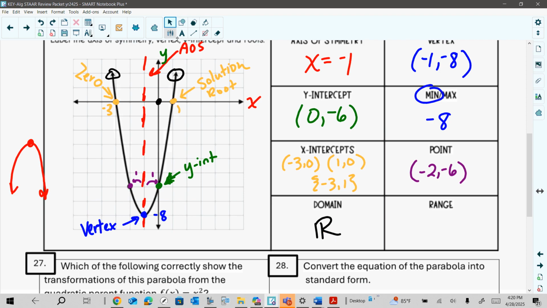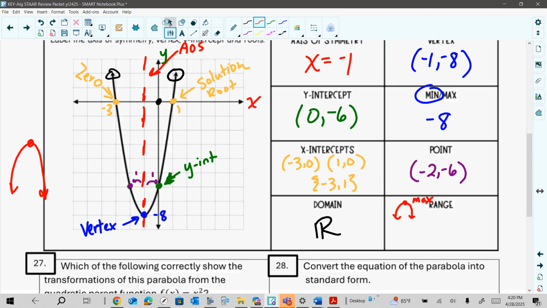Now the range is determined or written based on whether you have a max or a min. So remember, if we open down like that, a parabola is going to have a max.